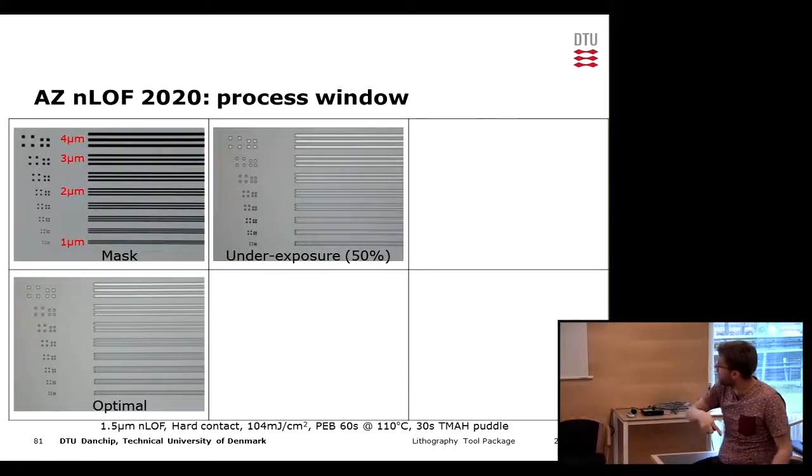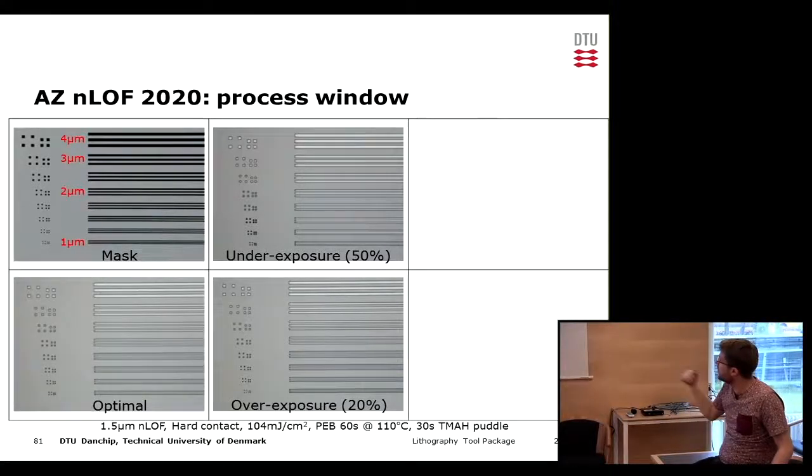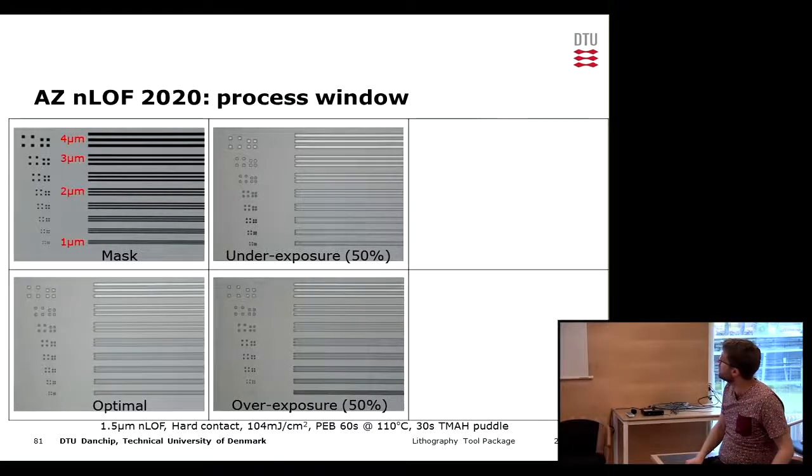So let's try in the other direction. Let's see what happens. This is overexposure, 20%, 50%. You can see with the 50%, we're starting to lose definitely some resolution, right? When they become black like that, they are probably closed. So there is a hole, but it's not all the way down. But again, still good, right? If we were doing 5 or 10 micron structures, we would be perfect here.